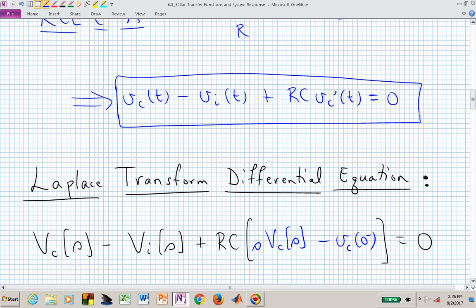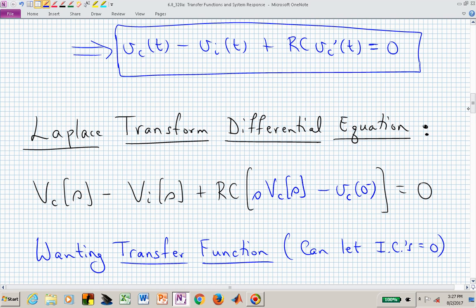There, now we're in the frequency domain. So we've gone from the time domain. Now you can run across the room and be in the frequency domain, and now we can start playing with the frequency domain equations using algebra in terms of these polynomials in S. And to do that, we are actually wanting the transfer function. We want to find the transfer function between the input signal, V sub I, and the output signal, which is corresponding to the capacitor voltage, V sub C.